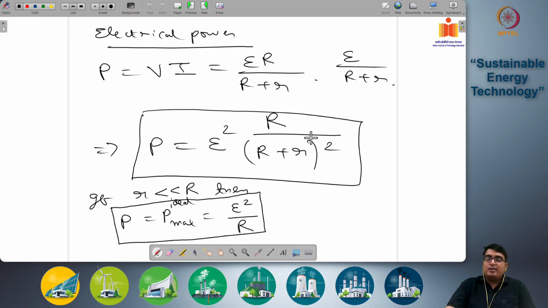So given the external load, you can evaluate the power that is being delivered to that load. If the internal resistance is small, then this becomes R by R square, so it just becomes epsilon square by R. This is the case for an ideal battery system. However, in general, obviously you cannot ignore the internal resistance, so you can never reach this max power condition.